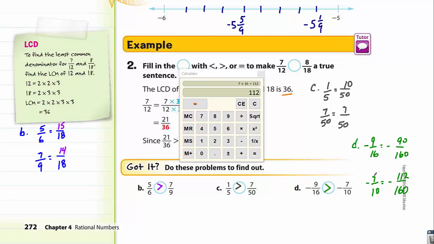Now you might say, but wait a minute, this is more 160ths. You're absolutely right, but it's negative. So when it's negative, if it's more of them, it's further to the left. If I had a number line, here's where negative 90/160ths is. Over here is where negative 112/160ths is. So you always have to be careful with those negatives.